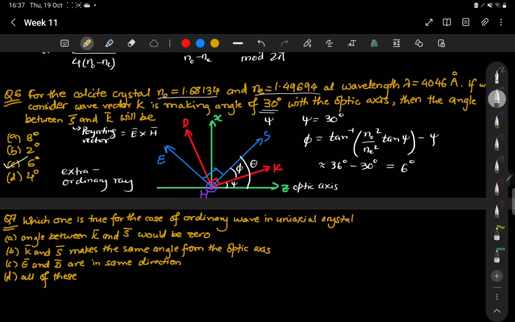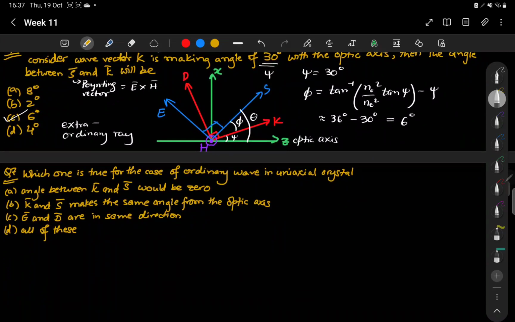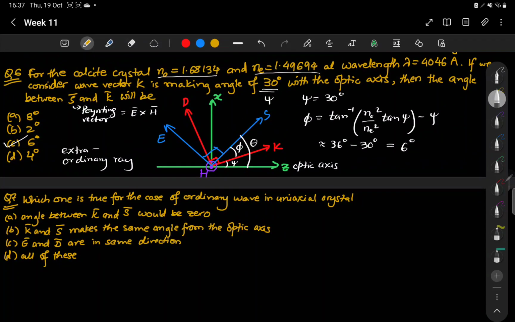Oh, someone is asking for the expression for the Poynting vector. It is given over here. Poynting vector is E cross H. For a non-magnetic medium, H is B over mu naught, mu naught being the permeability of free space.